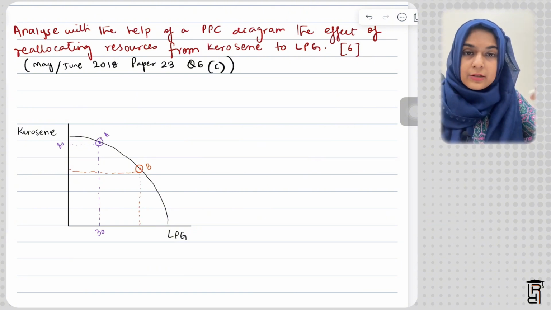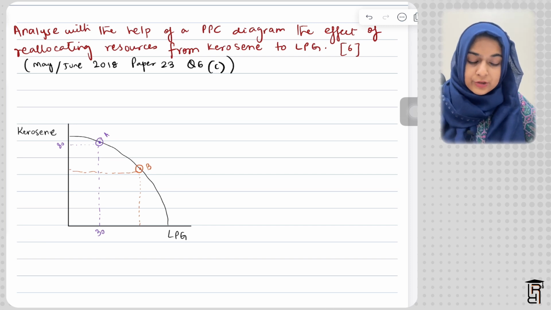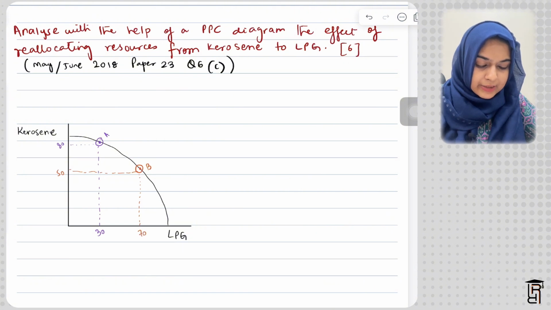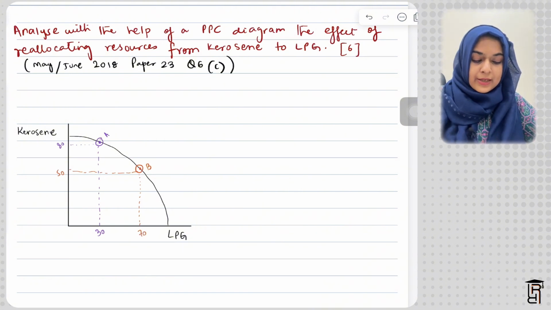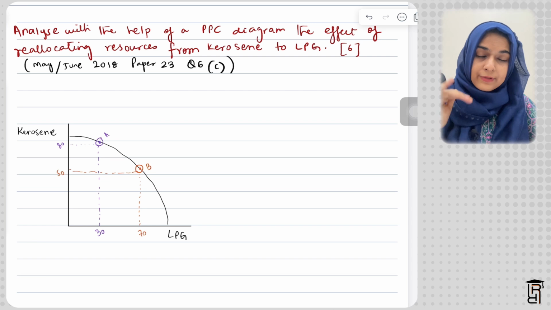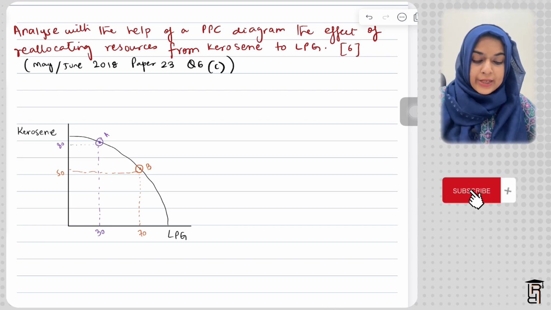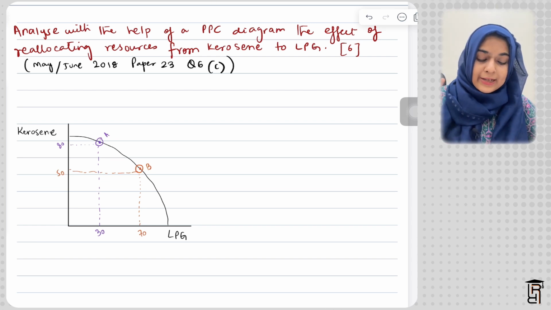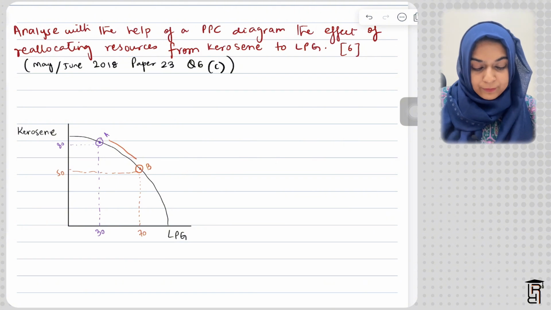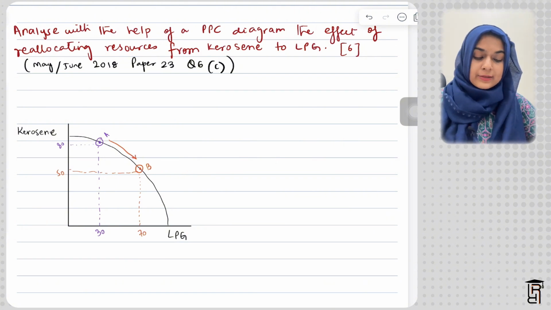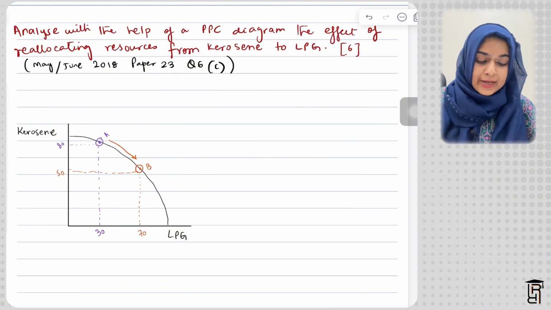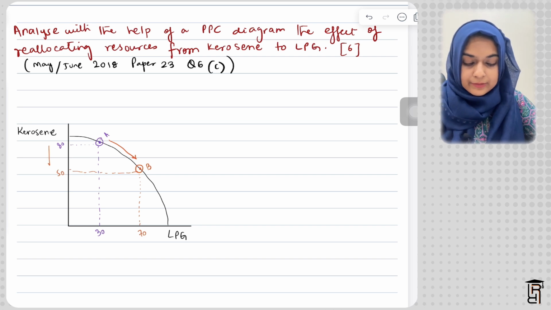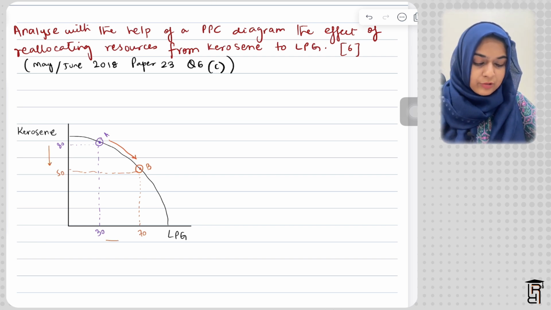So there is a decline in the production of kerosene here. So this is, let's say, maybe 50 units, and here let's say it's 70 units. So now for making 40 more units of LPG, we are foregoing 30 units of kerosene. So that means we are basically moving from point A to B. This is reallocation of resources. And in this case, the production of kerosene is going down, the production of LPG is going up.